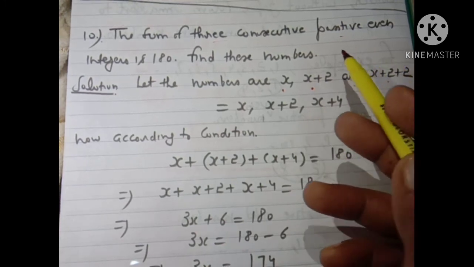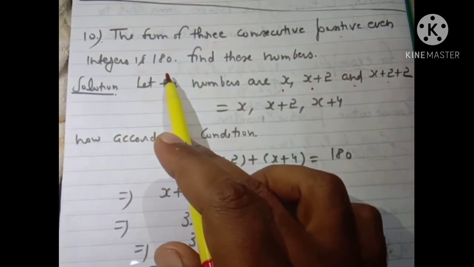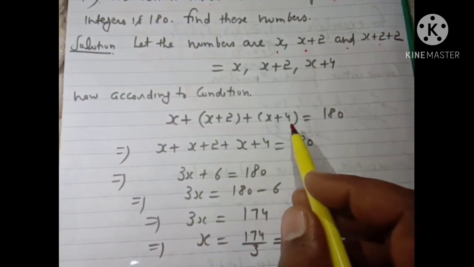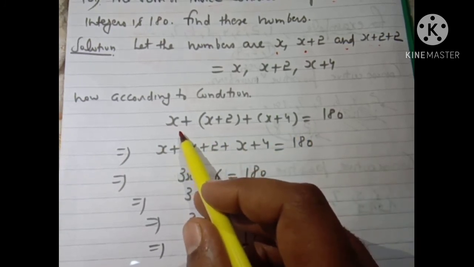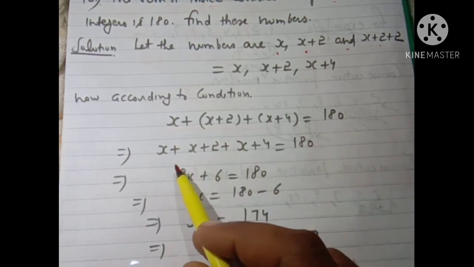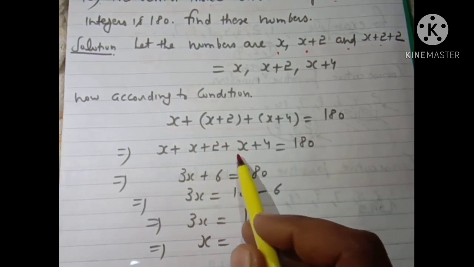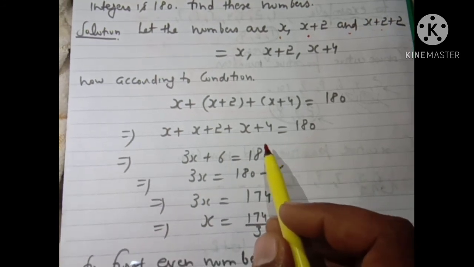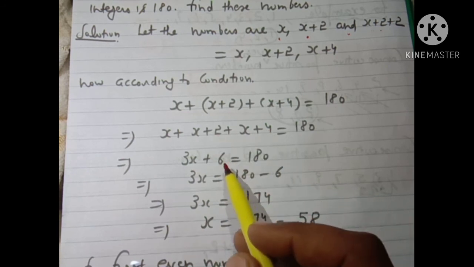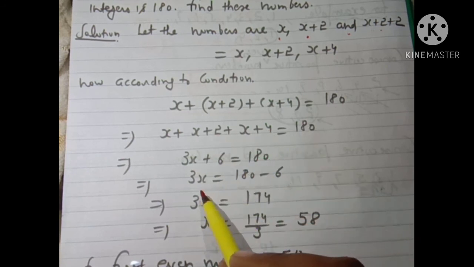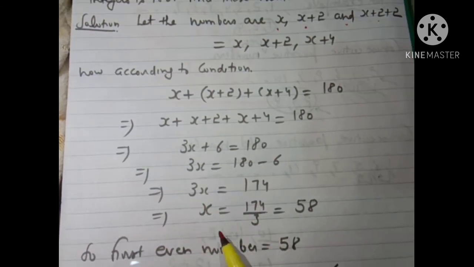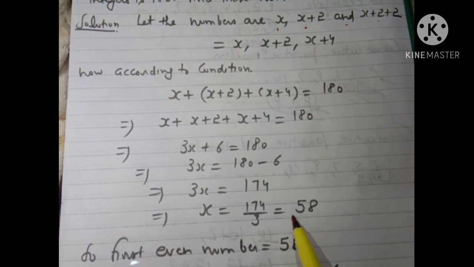Now we have to use this condition, that the sum of these numbers is 180, means we have to add all these numbers and the sum will be equal to 180. So it will become x plus (x plus 2) plus (x plus 4) is equal to 180. After opening the bracket it will become x plus x plus 2 plus x plus 4 is equal to 180. Now x plus x plus x is 3x, and 4 plus 2 is 6, equal to 180. So 3x is equal to 180 minus 6, then 3x is equal to 174, and after division it will become 58.